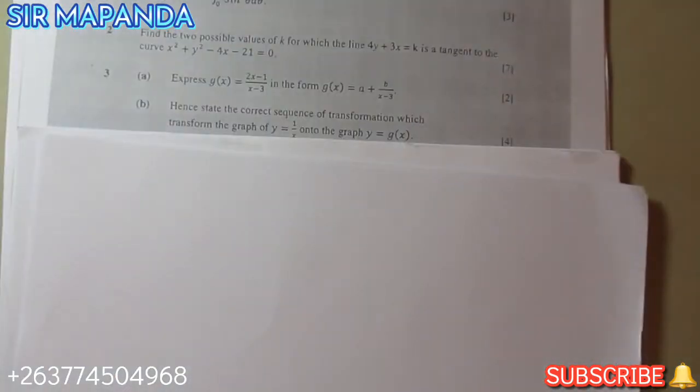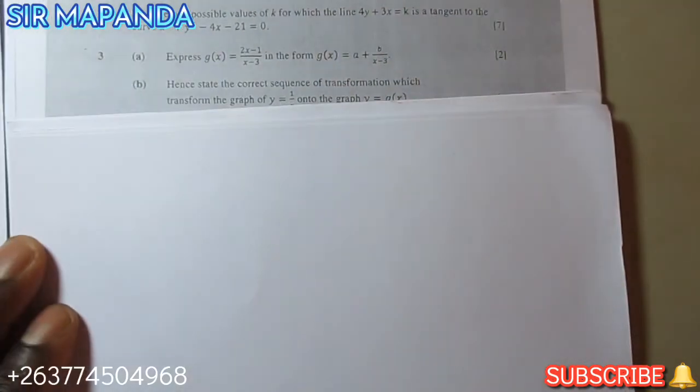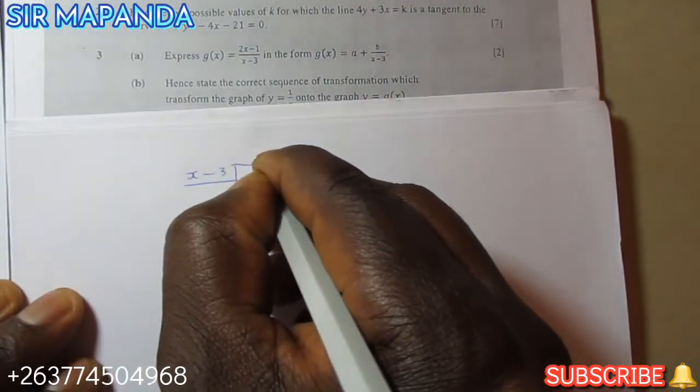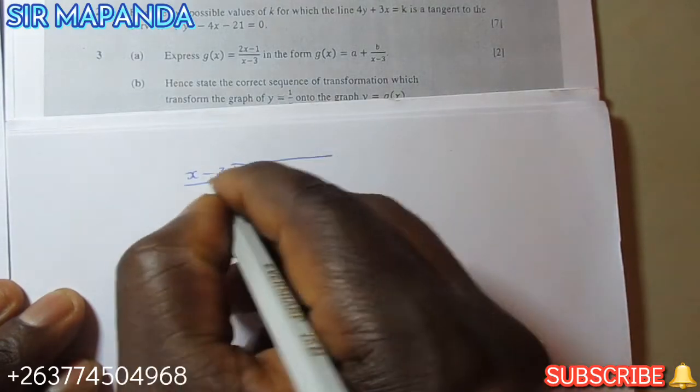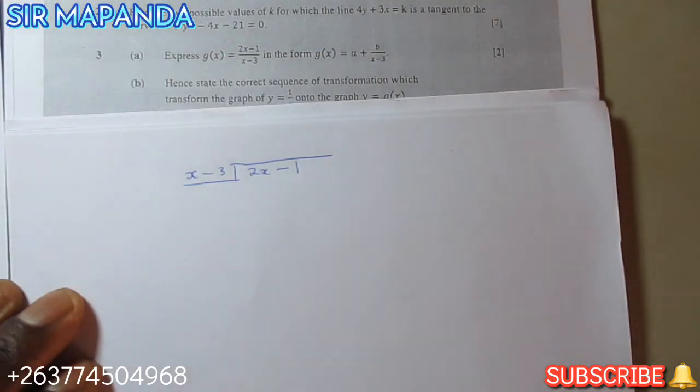We are now on question number 3. It reads, express g of x is equals to 2x minus 1 over x minus 3 in the form g of x is equals to a plus b over x minus 3. Right, you can make use of long division or the algebraic juggling technique, whichever way you are comfortable with. Right, so long division is the most common method, right? So x minus 3 is going to divide 2x minus 1. I hope you are following.